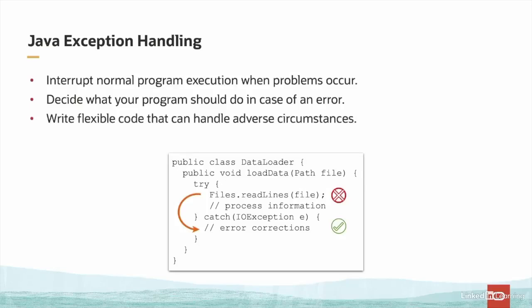Java exception handling allows you to write flexible code that can handle different types of adverse circumstances. When something undesirable or an error occurs in your program execution, you can write code that can deal with that problem.